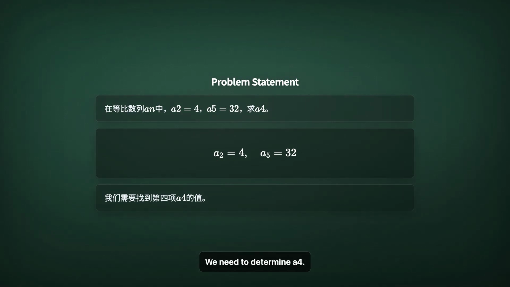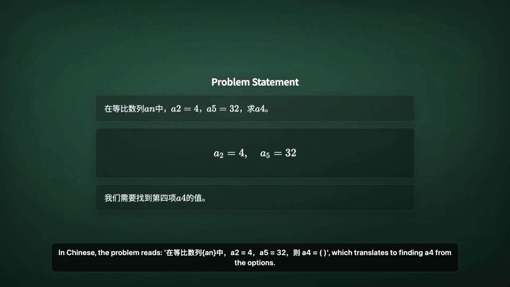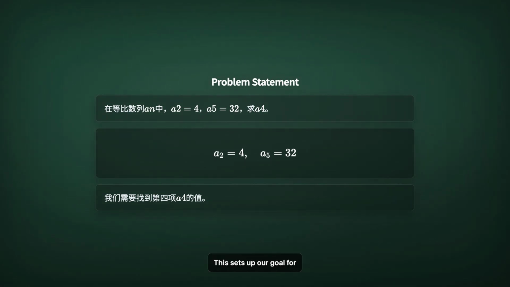In Chinese, the problem reads: 在等比数列 a sub n 中,a sub 2 等于 4,a sub 5 等于 32,则 a sub 4 等于( ), which translates to finding a sub 4 from the options. This sets up our goal for the calculation, and it's important to note that we're dealing with specific term indices that will guide our use of the formula.